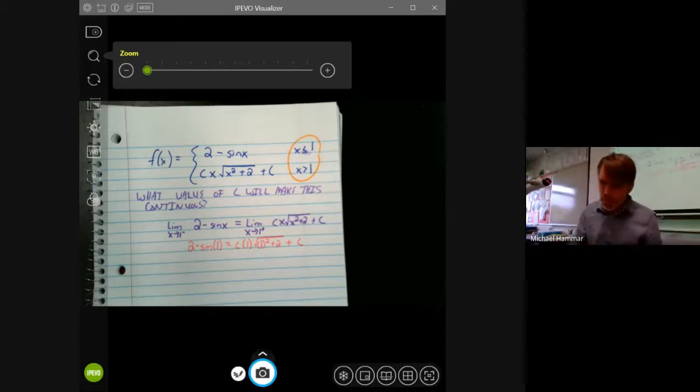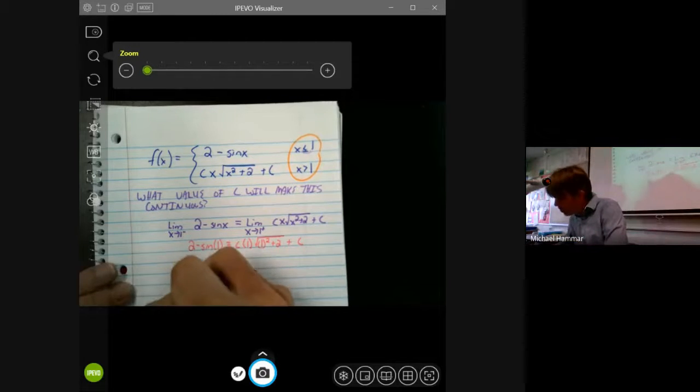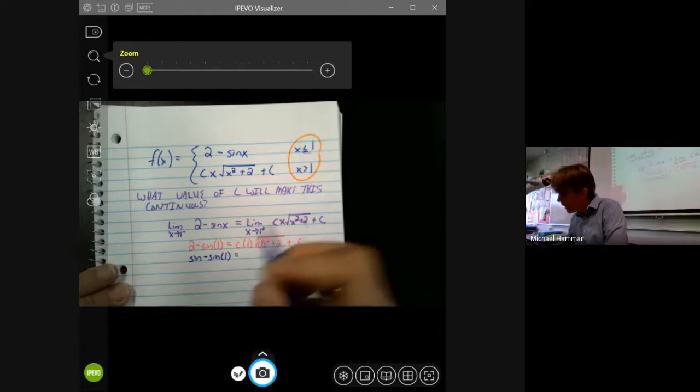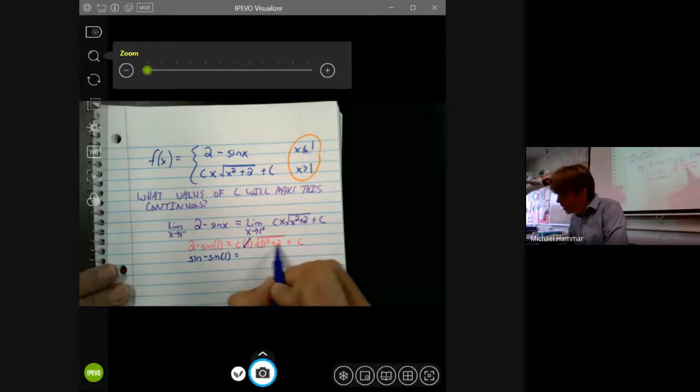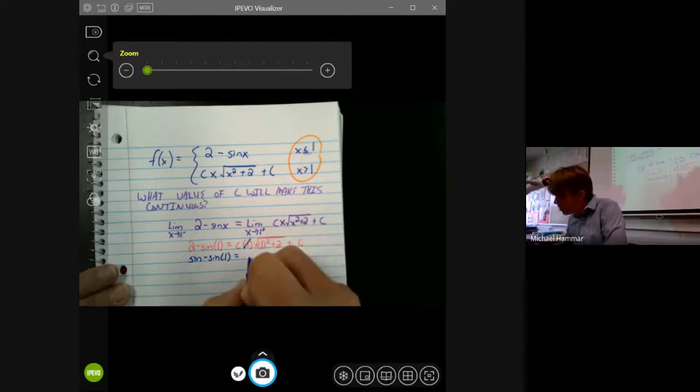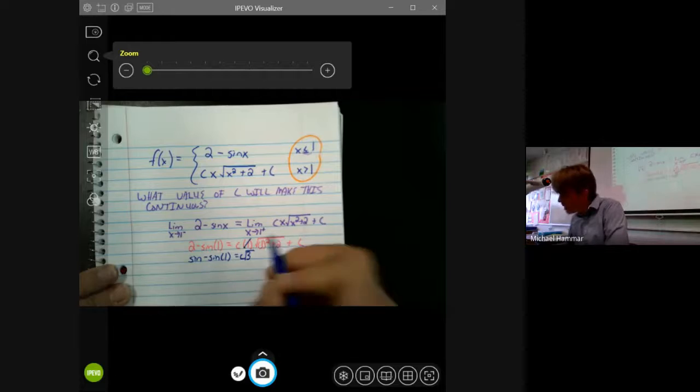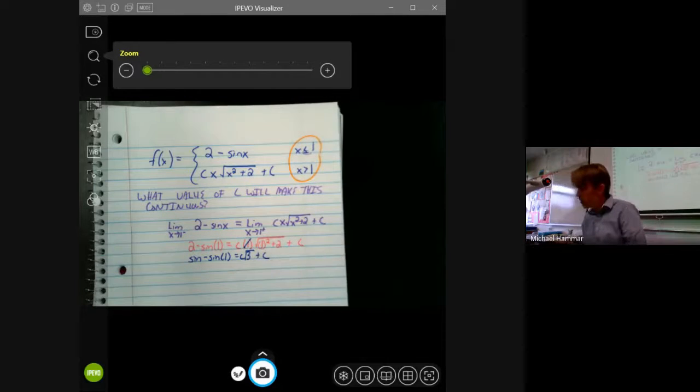Now, let's do a little bit more simplification. This can't be simplified anymore, but this side can. We don't need to say times 1, and then 1 squared is 1, plus 2 is 3. So we have the square root of 3 times c plus c.